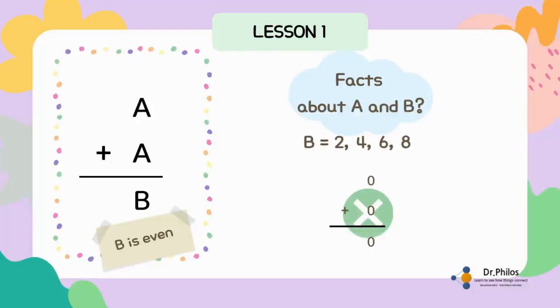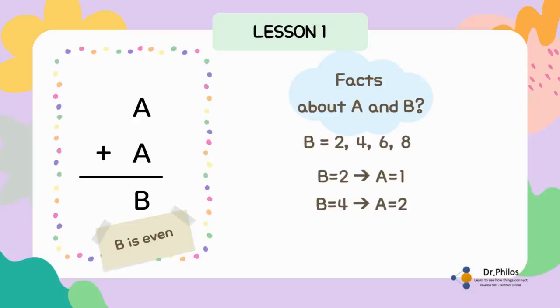Then, if you know B first, can you also find out A? Yes, if B is 2, A is 1. If B is 4, A is 2. If B is 6, A is 3. If B is 8, A is 4.